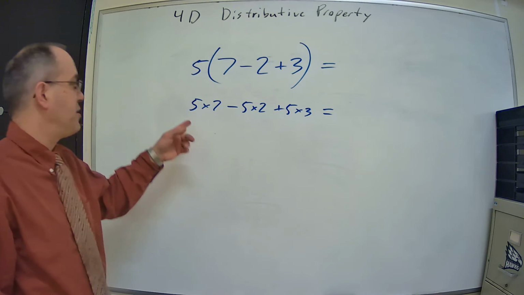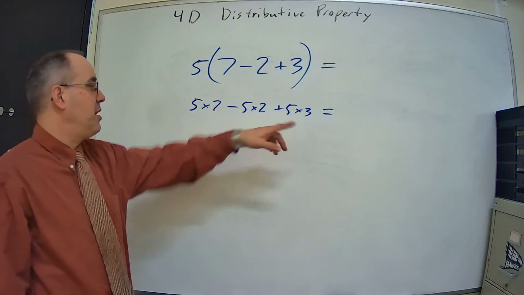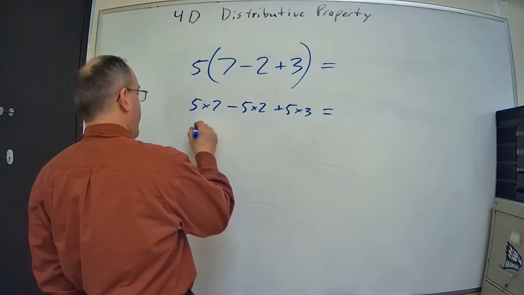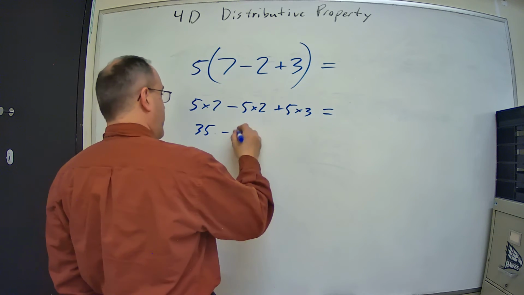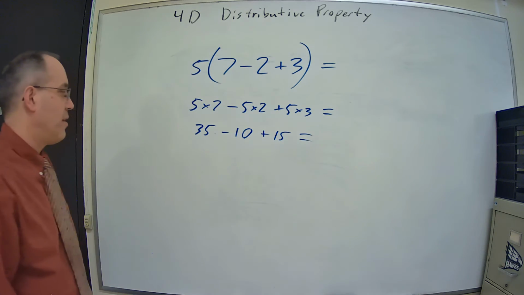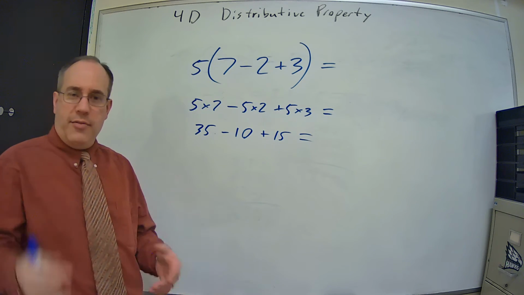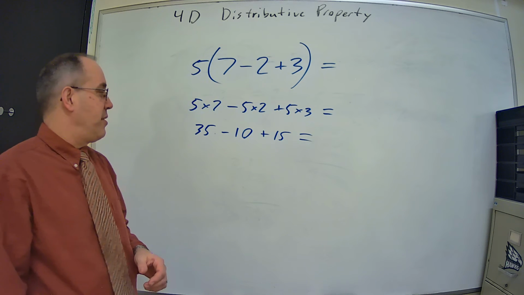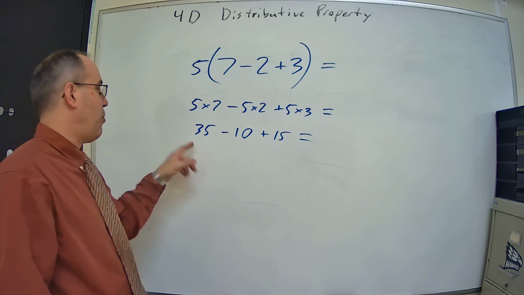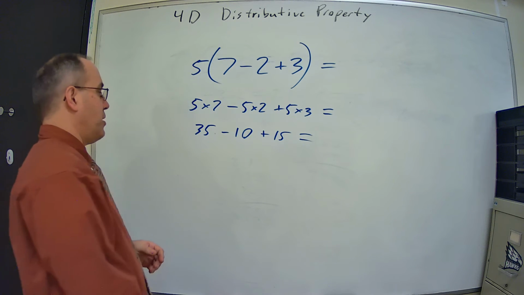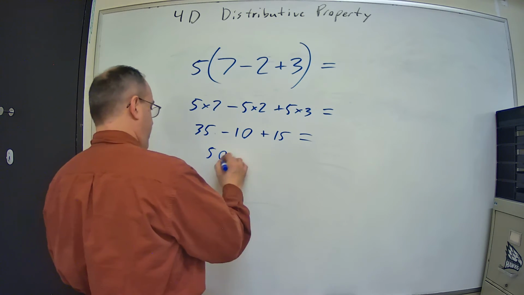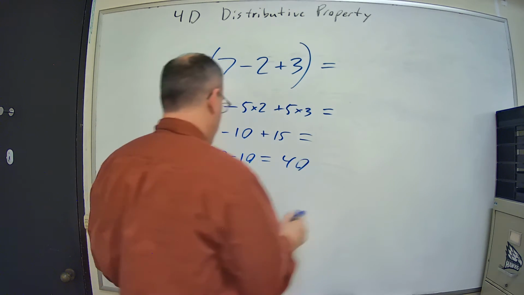Remember, order of operations says multiply first, then do a subtraction and addition, working from left to right. So we have 35 minus 10 plus 15. And I can even pull in the commutative property of addition here and say, hey, if I've got a plus 15 here, I can pull that over here and say 35 plus 15 is 50. Minus 10 gives us 40.